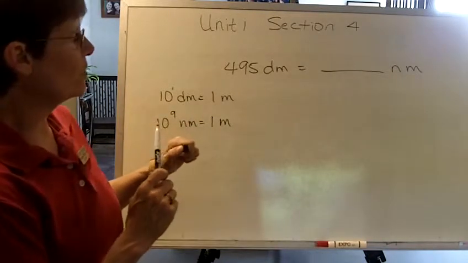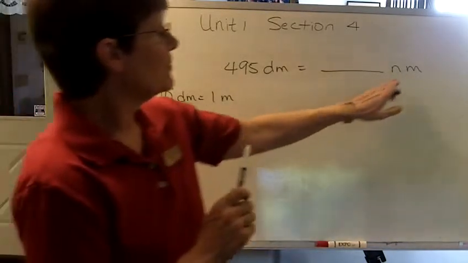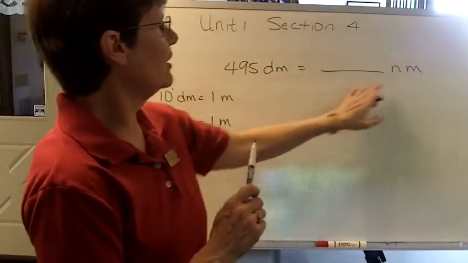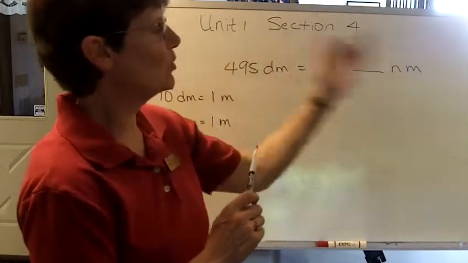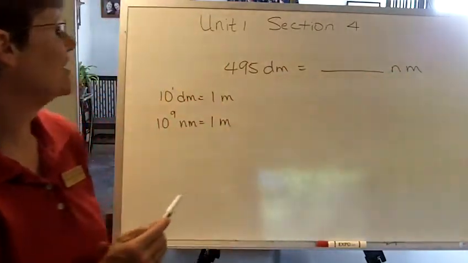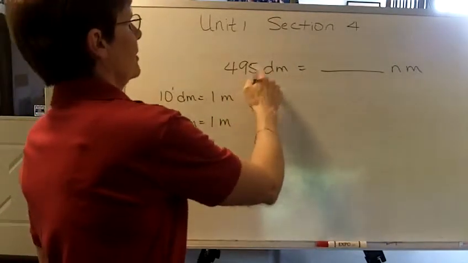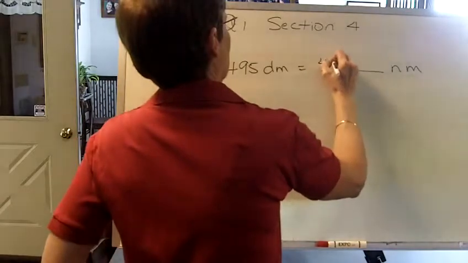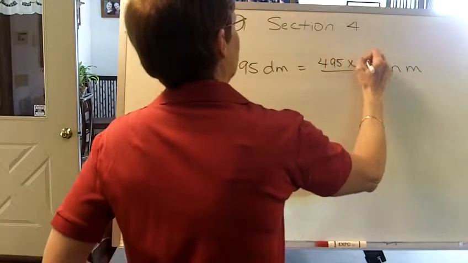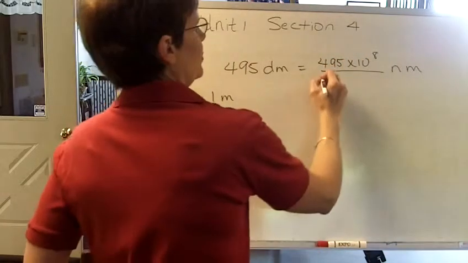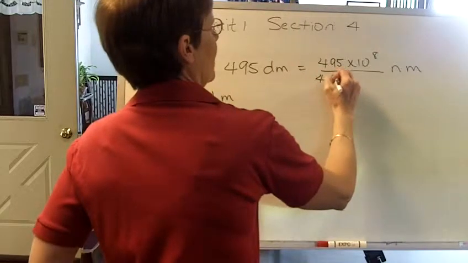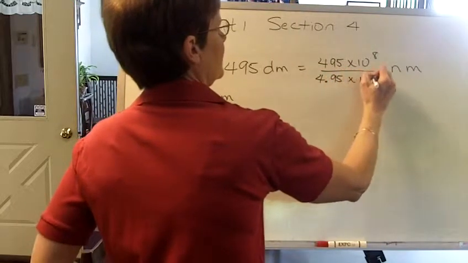Well, which direction would I have to move it? These are smaller than these, so I need more of them, so I'm going to have to move it to the right 8 places. So right now it's here. So we could say 495 times 10 to the 8th, which is really 4.95 times 10 to the 10th.